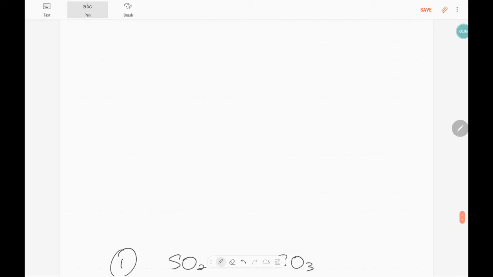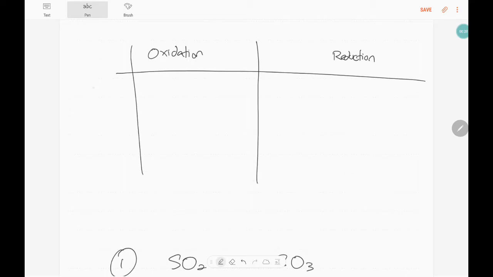Okay, so before we begin, let's just do a quick recap of what we have done last lesson. Last lesson we have learned about oxidation as well as reduction. So let's recall the definitions of these two reactions. The first definition we learned about is with regards to oxygen atom and hydrogen atom.